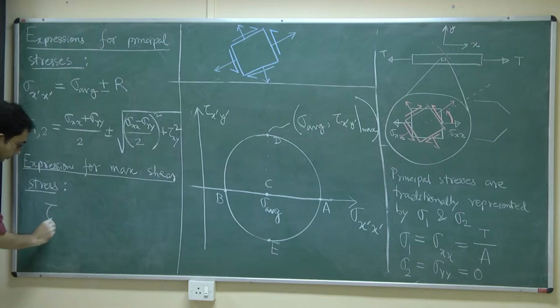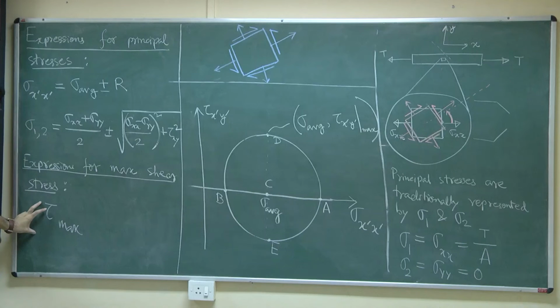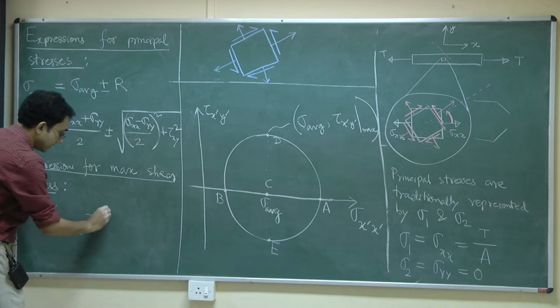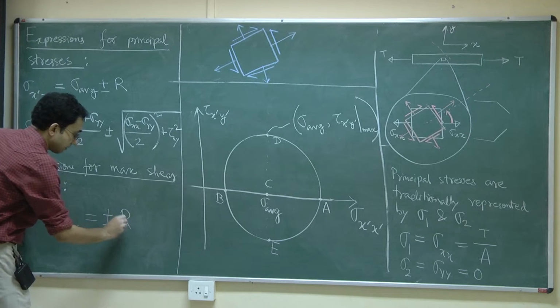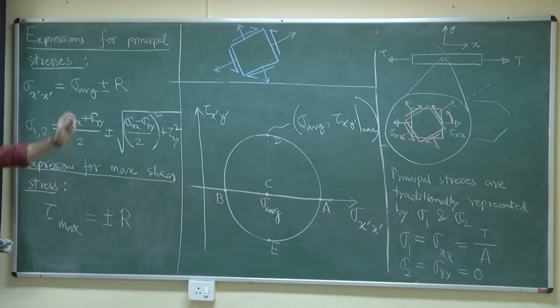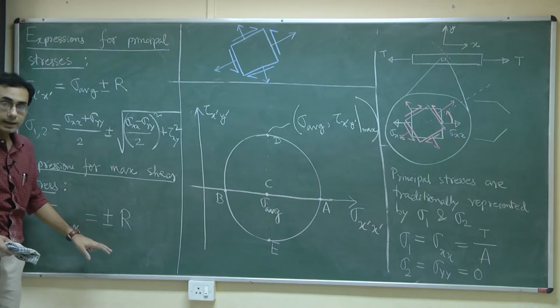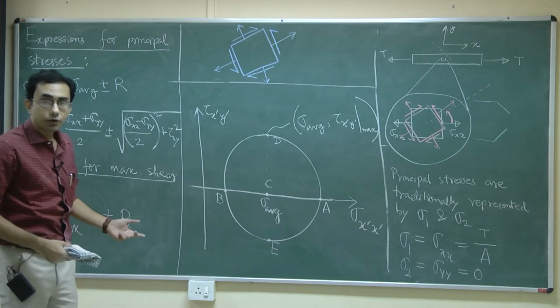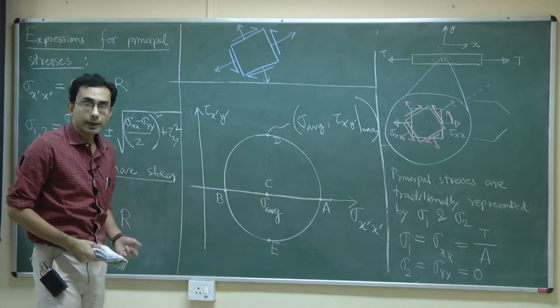So, tau max. You please note that just like we traditionally write our principal stresses like sigma 1 and sigma 2, so also we write our maximum shear stresses like tau max, and this you understand is nothing but plus and minus r. You also note that this plus and minus is only an offshoot of the choice of our mathematical machinery.